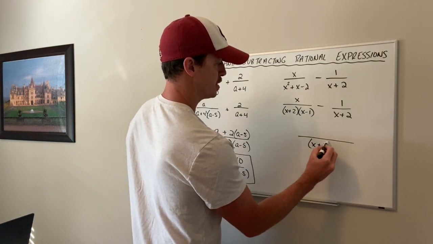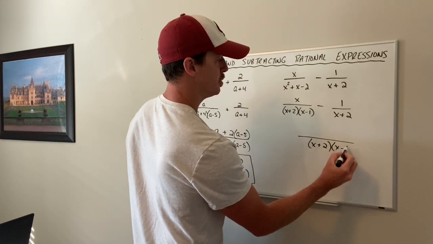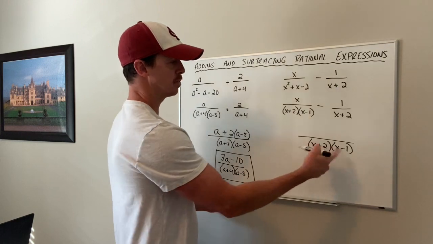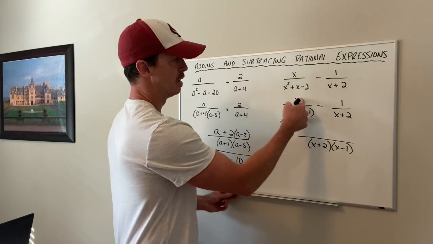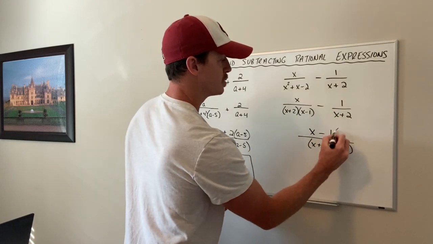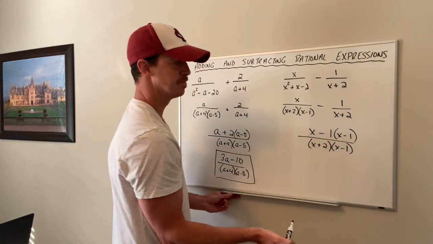The unique factors, I only have 2 of them. I have an x plus 2, I have an x minus 1. Nothing was being squared or cubed or anything like that, so I don't have to do that in my common denominator. This one doesn't need anything. This one needs the x minus 1, so it would look like that.